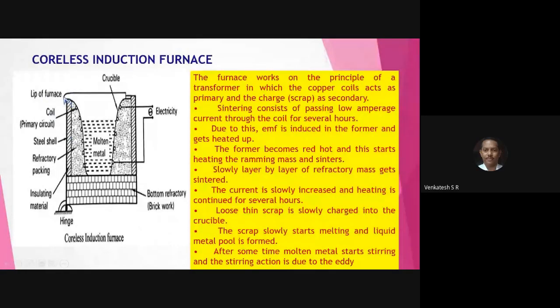The liquid metal is poured into the ladle from the lip surface.